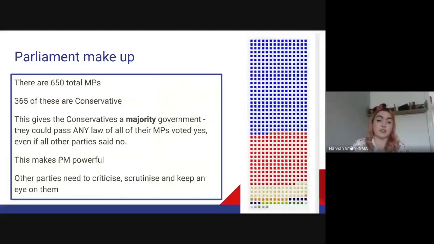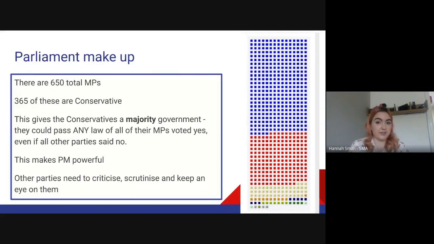I will try and cater to different styles of learning throughout these slides as well. This is basically just the previous slide, but in a different setup to help you see, oh look, the Conservatives, the blue at the top, have over half. I find that quite easy to help.